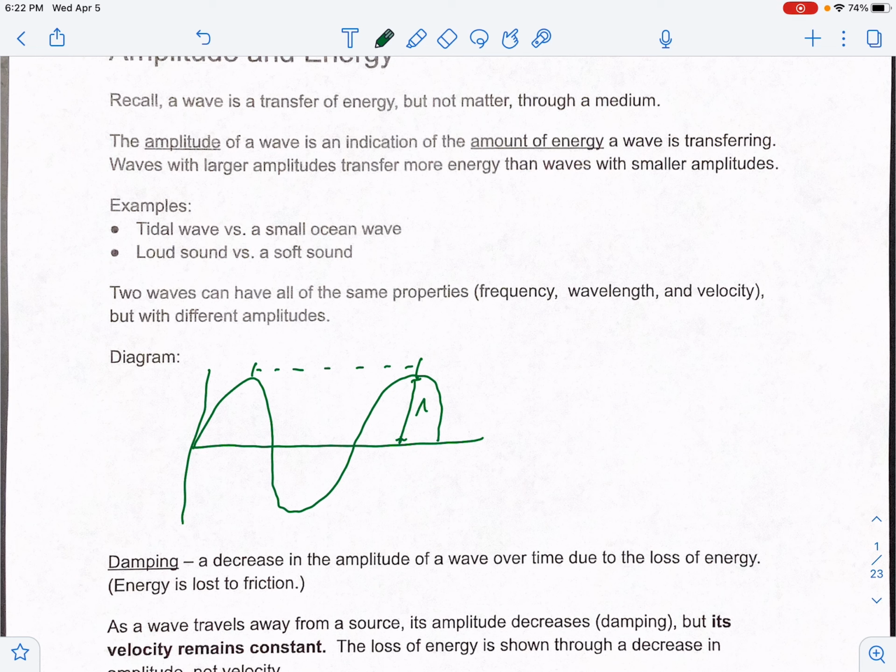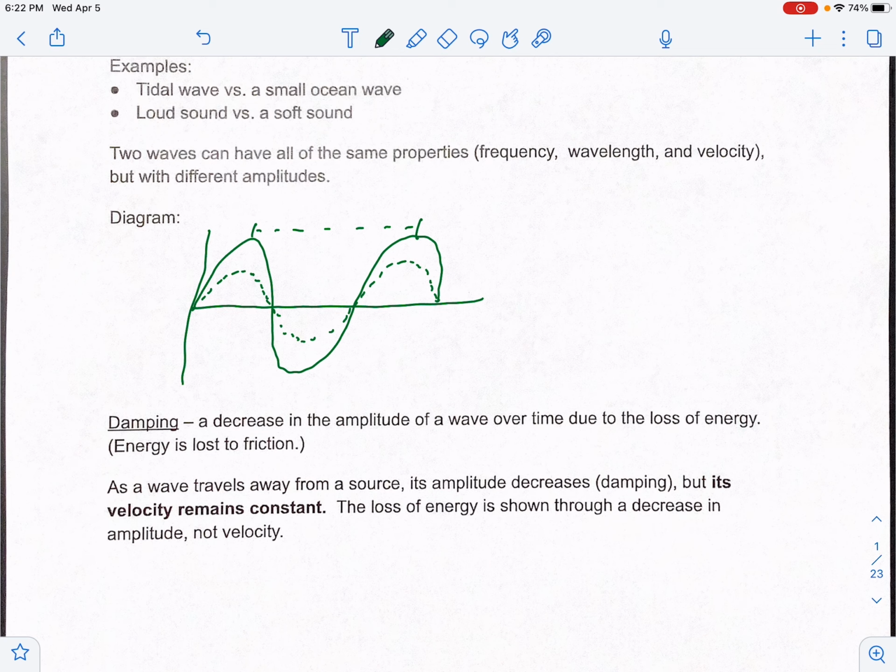Now I'm going to show you how everything else can be the same, but amplitude can be different. I want the same number of wavelengths, the same frequency, the same velocity, but the amplitude needs to be different. So I'm going to make a smaller amplitude, and it's going to come through looking like this. The exact same number of waves in the same amount of time. Everything else is the same, it's just the amplitude that is different.